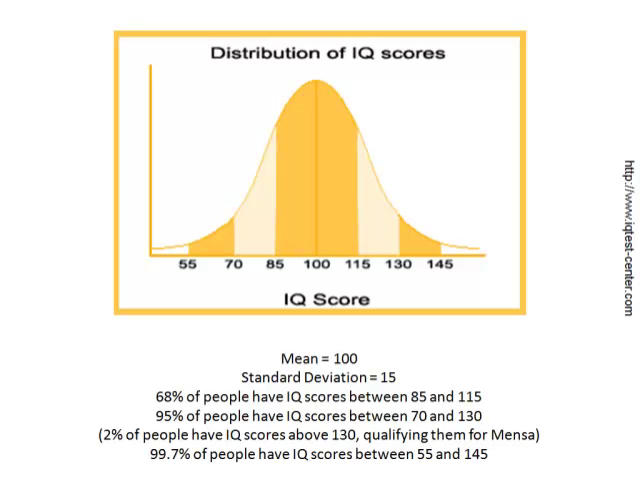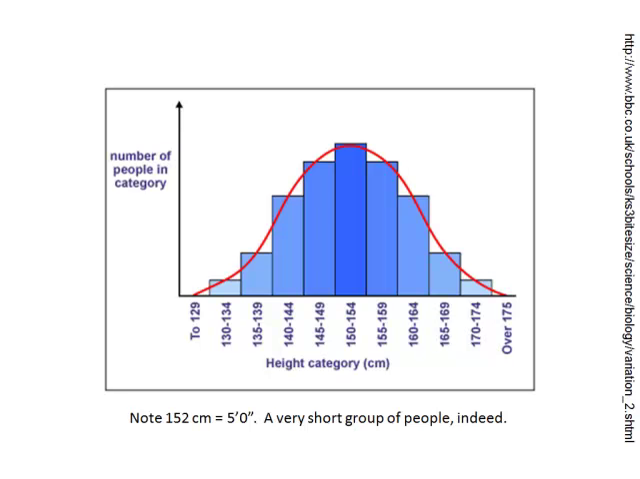Another biologic characteristic in humans that follows a normal distribution is height. This graph is from a British site for school kids. That's probably why the average height in this population is 152 centimeters or 5 feet 0 inches. That's a very small population.